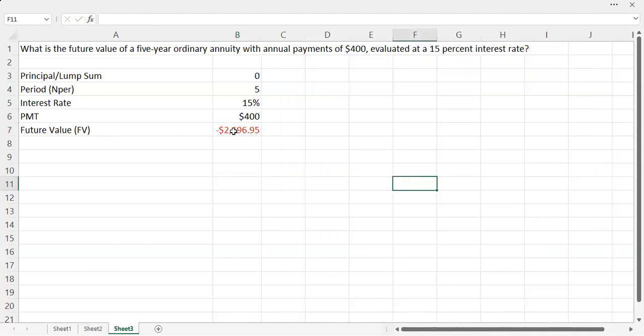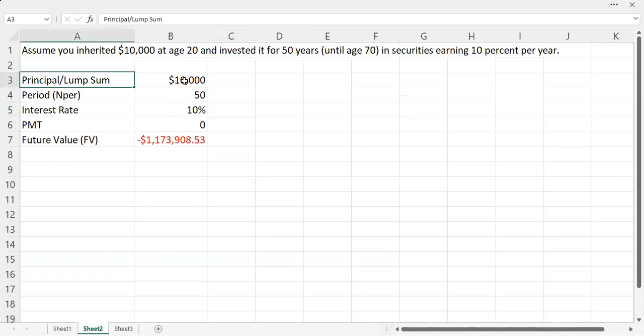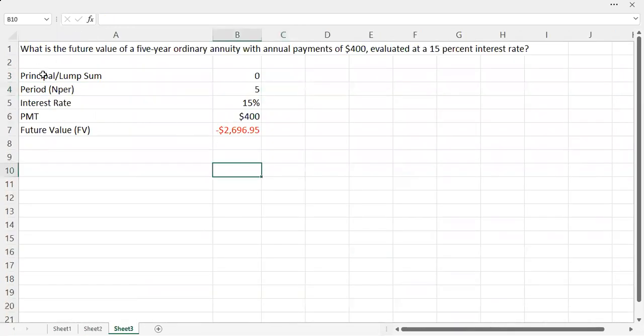So this gives us a future value of 2,696.95. Again, the main difference between the two examples is that the first example has a starting amount of money, the principal or lump sum, without any payments. In the second example, the principal lump sum is 0, but you have annual payments. And you can have a combination of both, where you have a principal lump sum that you started with and you also have a payment schedule, annual or quarterly or whatever that looks like.